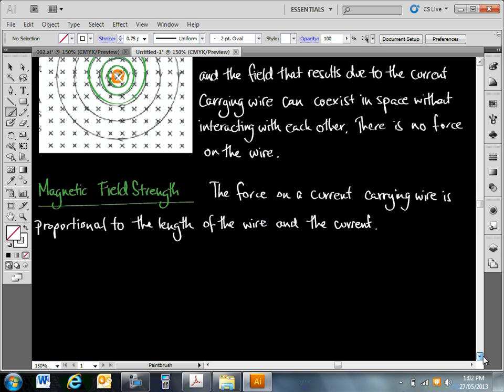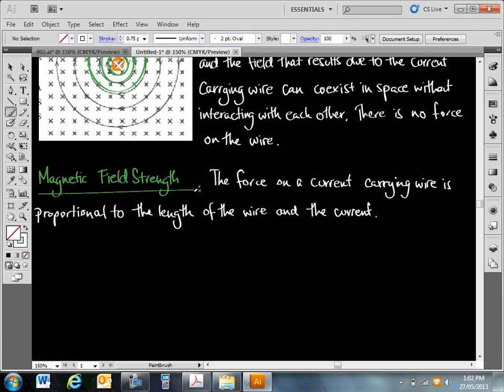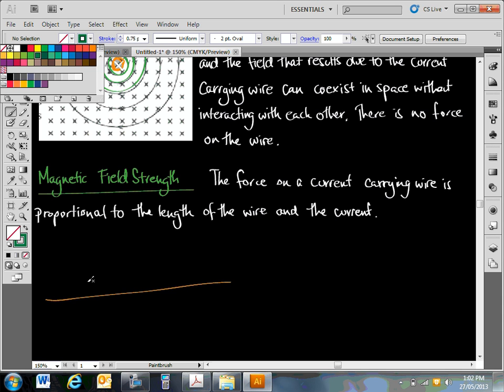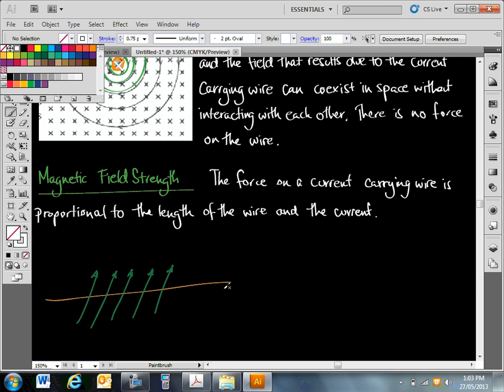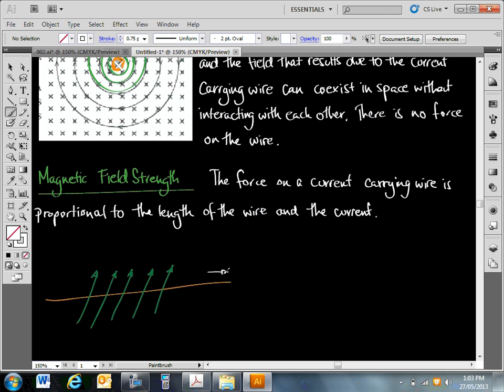Actually, it's proportional to the magnetic field also. So, if you have a look at this diagram here, I draw a current carrying wire and then I draw it inside a magnetic field. Okay, I'll give it some direction. I'll give it a current, some direction, and there's the direction of the current, I. There's a force on that wire, of course.